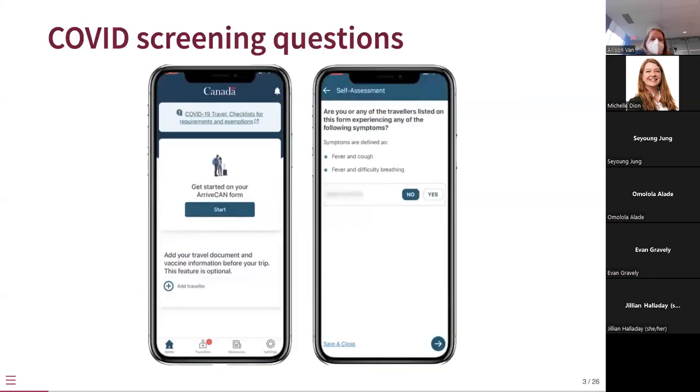So this is how the app looked. On your left-hand side, you see how the form begins, and it's asking you to put in your vaccination information and all of those things. And right before you travel, you're usually asked to complete this self-assessment. Are you or any of the travelers listed on the form experiencing any of the following symptoms? And it's the usual COVID-19 symptoms that we're used to and have been screening for more than 2 years now. What's censored there is just the name of a person. And if you have multiple people, you would have multiple entries to answer yes or no for all the different people in your party.